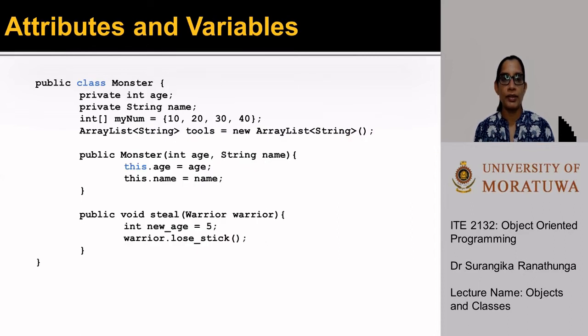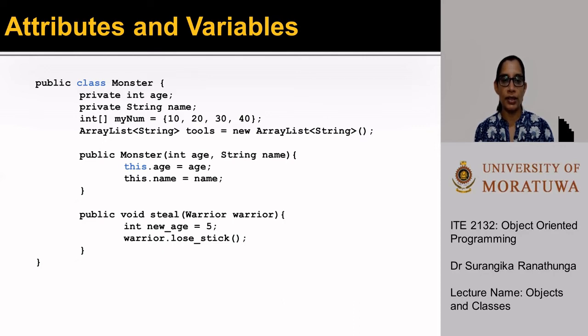To further elaborate the difference between attributes and variables: when you say int age or string name, and down here we have int new age, they are all variables, right? However, the first set of variables, int age, string name, and the array my number, occur outside any of the methods of the class. So they are at the class level. That means they can be accessed by any method in this monster class.